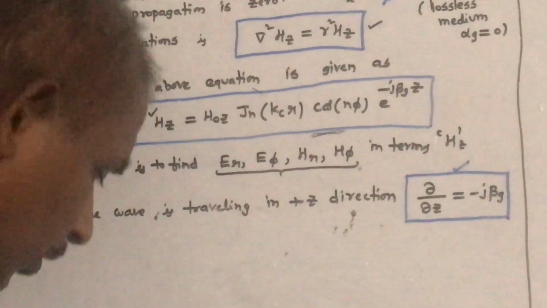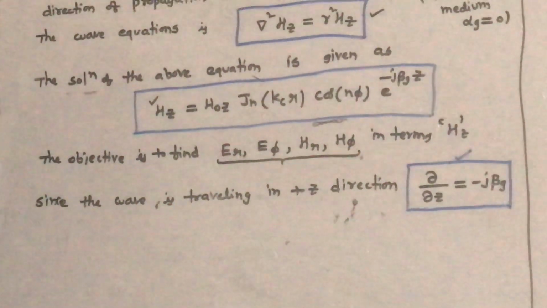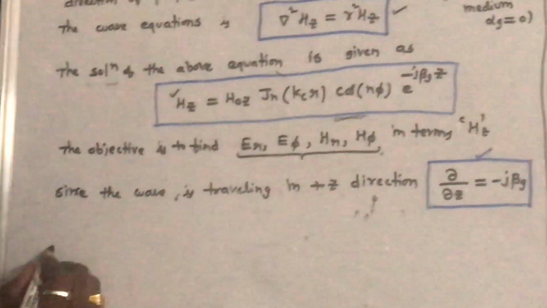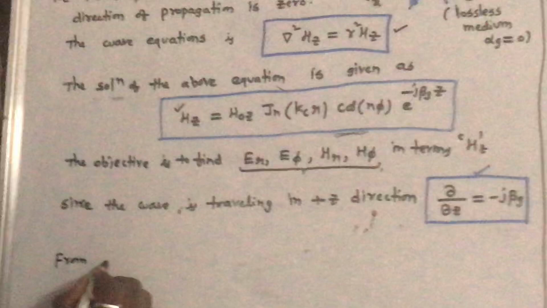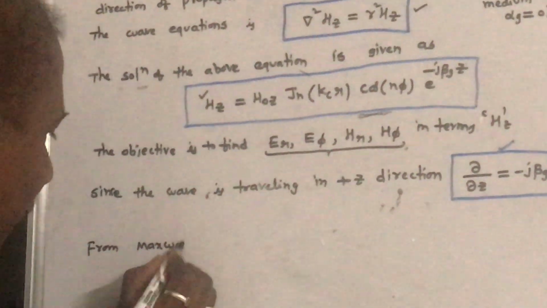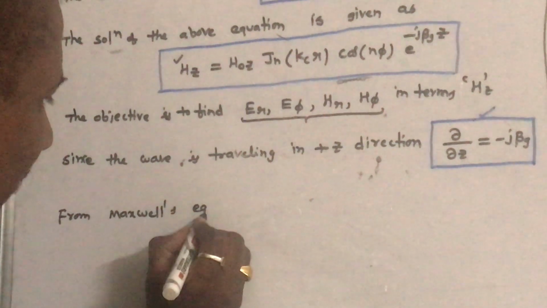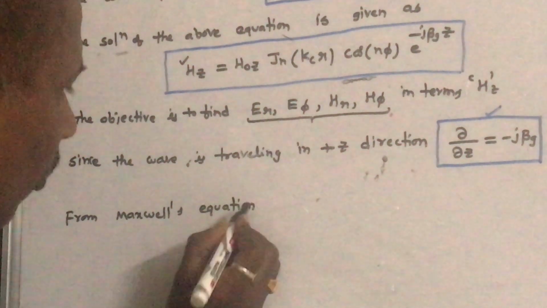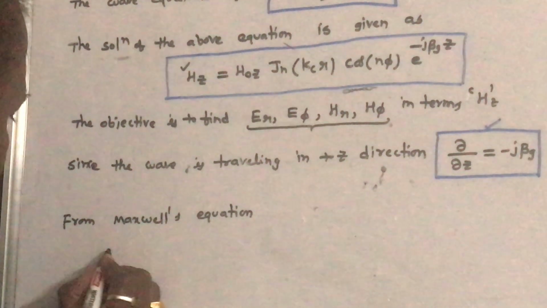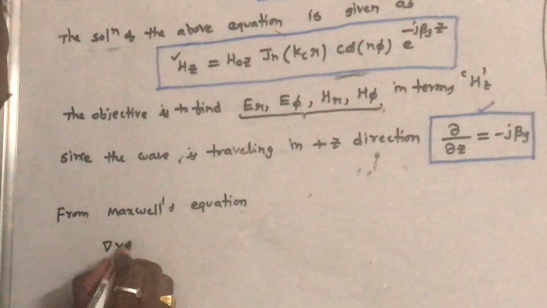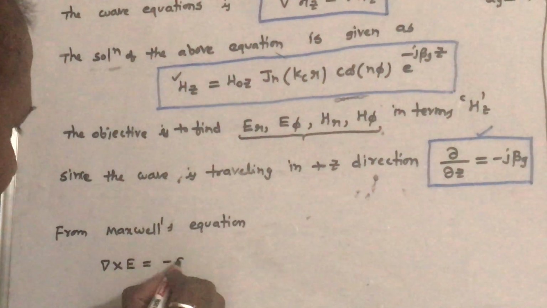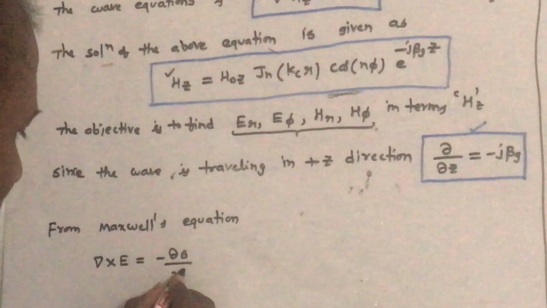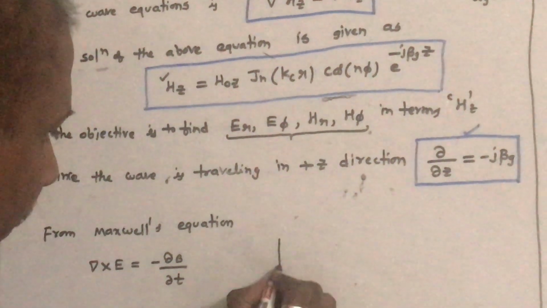Now, therefore we write the Maxwell's equations. We take this Maxwell's equation, del cross E is equal to minus dou B by dou t.